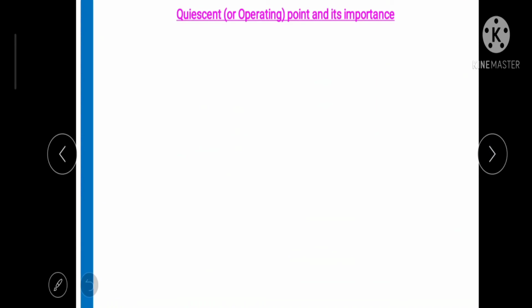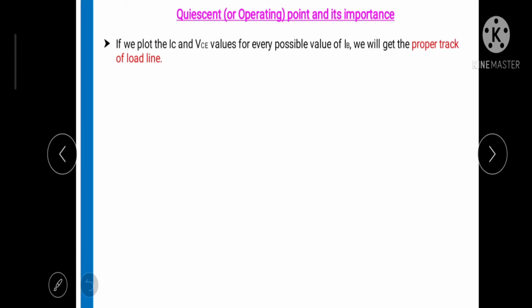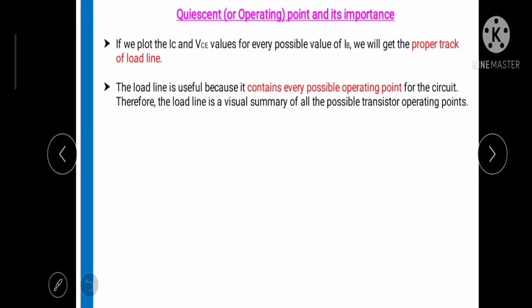Now come to the next slide. It is about the quiescent or operating point and its importance. If we plot the IC and VCE values for every possible value of IB, we will get the proper track of the load line, as we have already discussed. The load line is useful because it contains every possible operating point for the circuit. Therefore, the load line is the visual summary of all the possible transistor operating points.